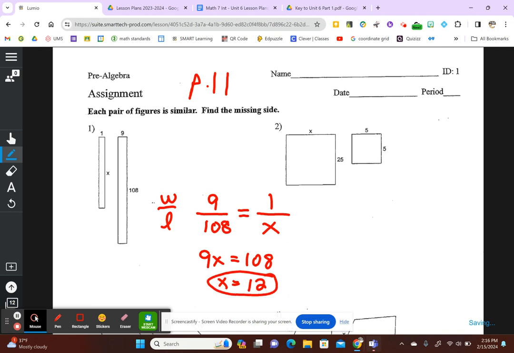Okay, so let's look at the next one. Again, they say they're similar, which means that the width of the small is to the length of the small, as the width of the large is to the length of the large. So this is pretty obvious because 5 over 5 has to equal 25 over 25. So this answer is 25.